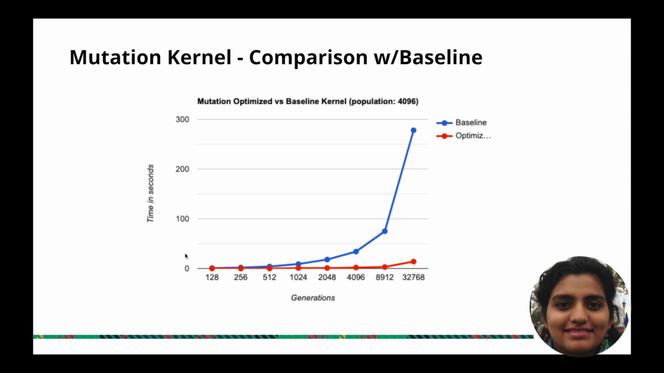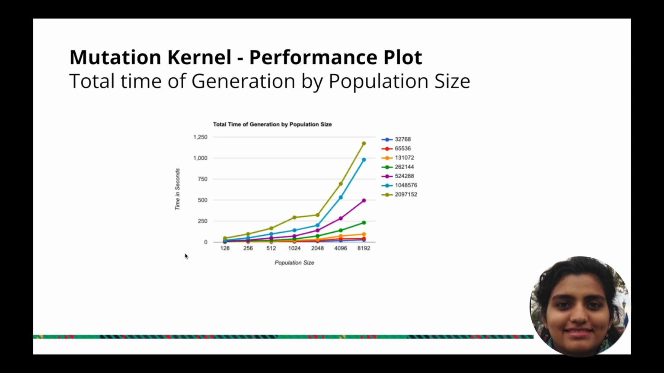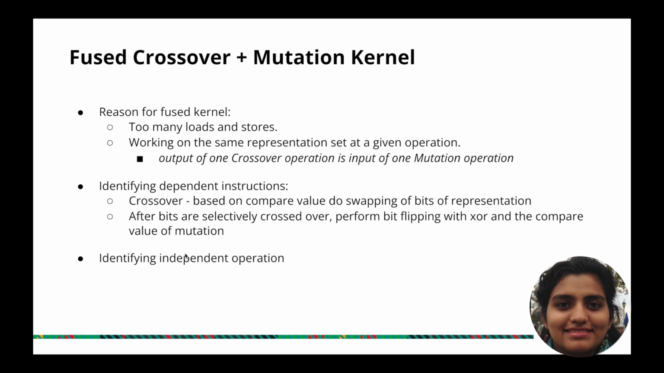Comparing it with the baseline, it's a significant improvement, and you can see this plot over the increasing number of generations and the execution time. So the mutation kernel's performance plot, like the execution time is the elapsed time. So this is the plot over the population size and number of generations.